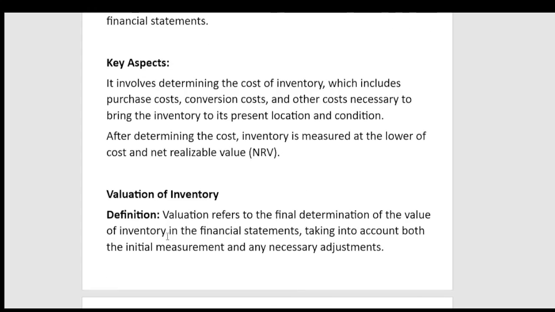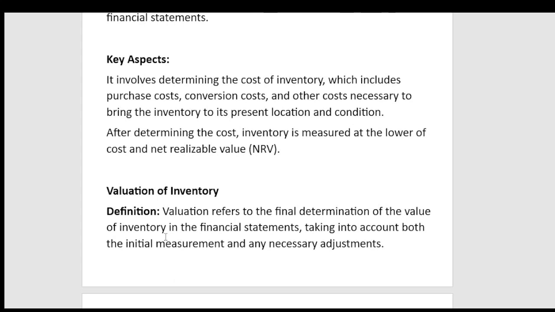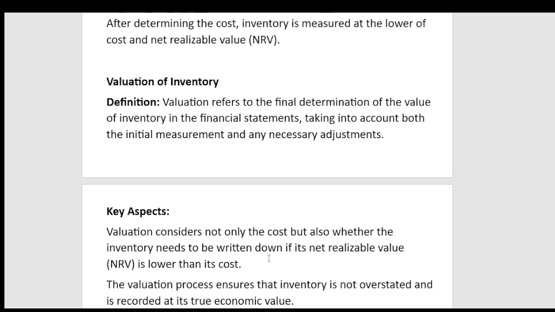Now valuation. How do you value inventory? Definition: valuation refers to the final determination of the value of inventory in the financial statement, taking into account both the initial measurement and any necessary adjustments. Key aspects: valuation considers not only the cost but also whether the inventory needs to be written down if its net realizable value is lower than its cost.